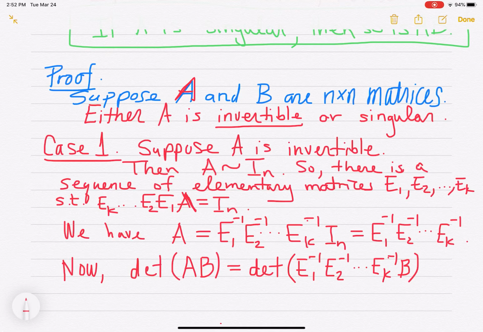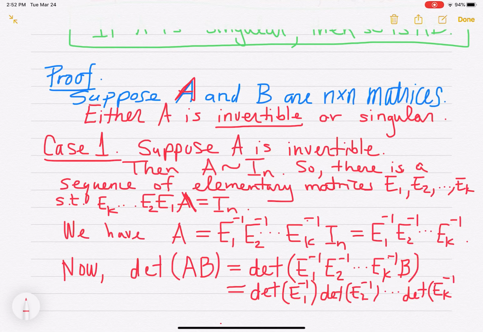Now we know that elementary matrices, when multiplied on the left by other matrices, are multiplicative, so we can peel off the determinant of each of these elementary matrices one at a time. So first peel off the determinant of E1 inverse. And then from there you can peel off the determinant of E2 inverse, and so on and so forth. So we're using this multiplicative property for elementary matrices when they're on the left of another matrix. Then in the end, we're going to have determinant of B at the very end of all this.